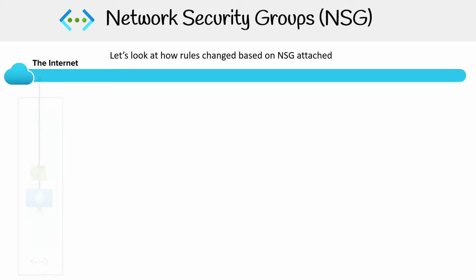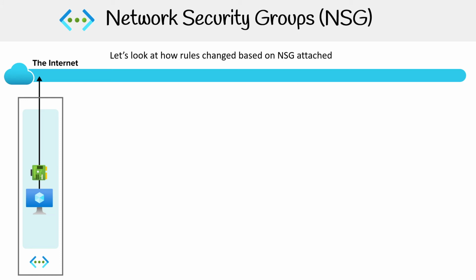So here we have the internet, and let's set ourselves up with a virtual machine that has a NIC, but it has no network security group. So what's going to happen in this case? Well, when there is no NSG assigned to the subnet or NIC, then all traffic is allowed. Not something I recommend. I think you should always have an NSG there, but that's what's going to happen.